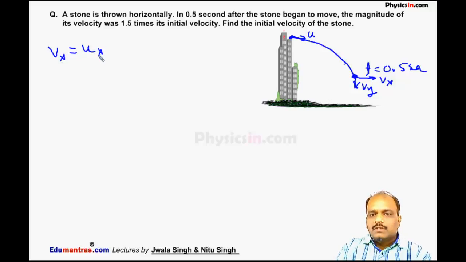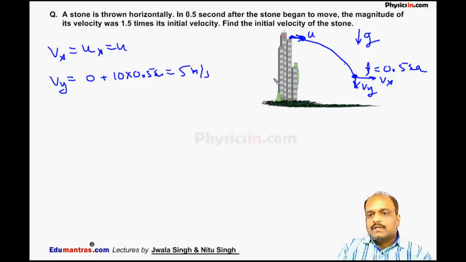Ux means it is u, the speed of projection. Initially it is projected horizontally, so the horizontal speed will remain the same because there is only vertical acceleration g. And vy is uy, which is 0, plus ay, which is 10, times the time 0.5 second. So it is equal to 5 meter per second.